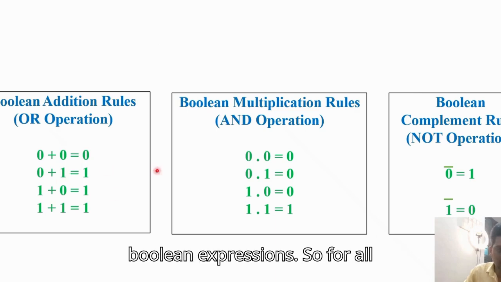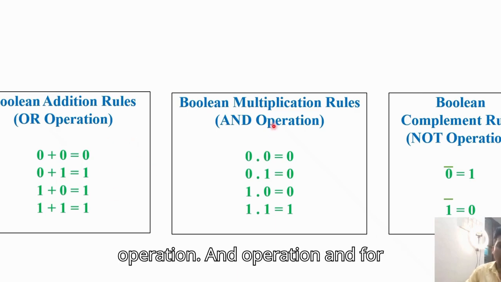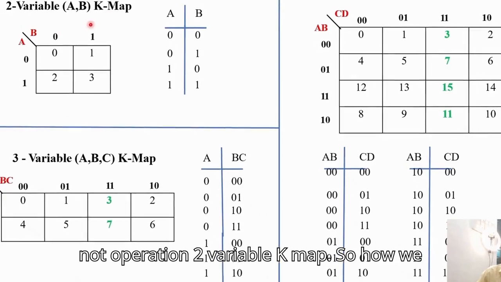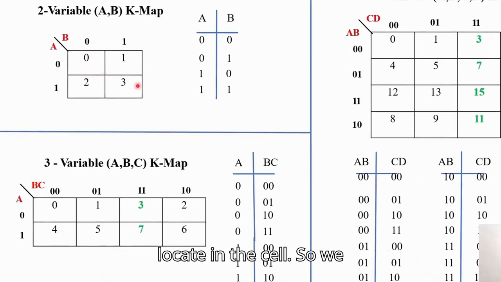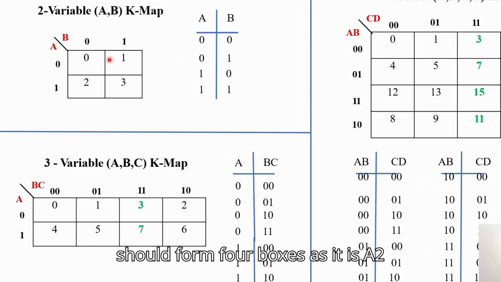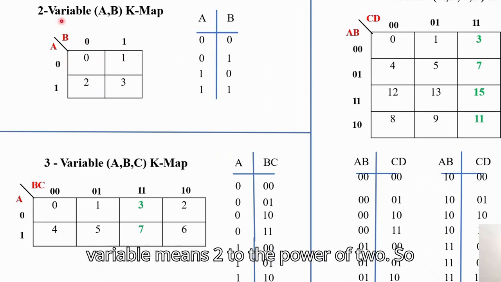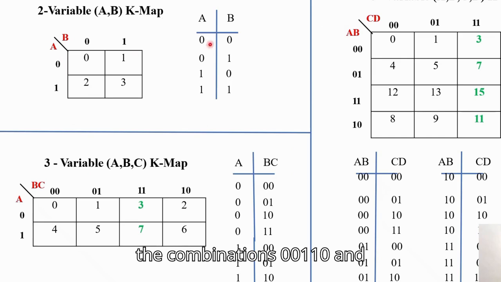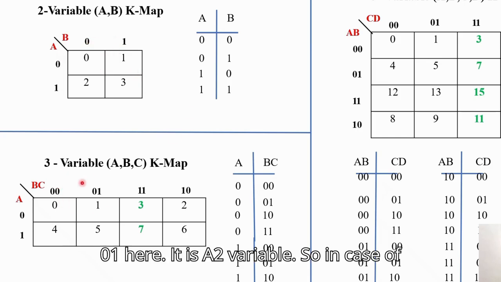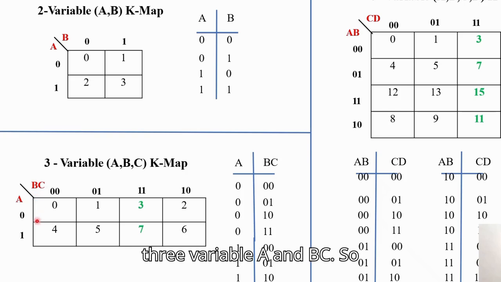These are some rules of Boolean expressions, for the OR operation, the AND operation and the NOT operation. Now the 2-variable K-map: how do we locate the cells? We form 4 boxes, as it is 2 to the power of 2. The combinations are 00, 01, 10 and 11. We draw a box with 4 cells. Here it is A, here it is B, and we write 0, 1 here and 0, 1 here. That is the 2-variable map. In the case of 3 variables, A and BC: we write 0, 1 here, and 00, 01, 11, 10 here.